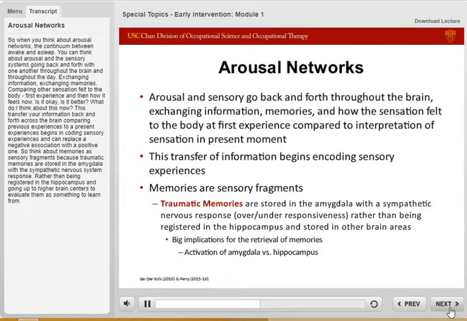This transfer of information back and forth across the brain, comparing previous experiences to present experiences, begins encoding sensory experiences and can replace a negative association with a positive one. So think about memories as sensory fragments, because traumatic memories are stored in the amygdala with a sympathetic nervous system response, rather than being registered in the hippocampus and going up to higher brain centers to evaluate them as something to learn from.